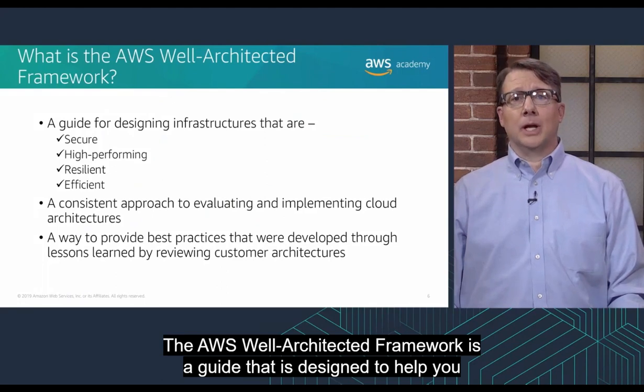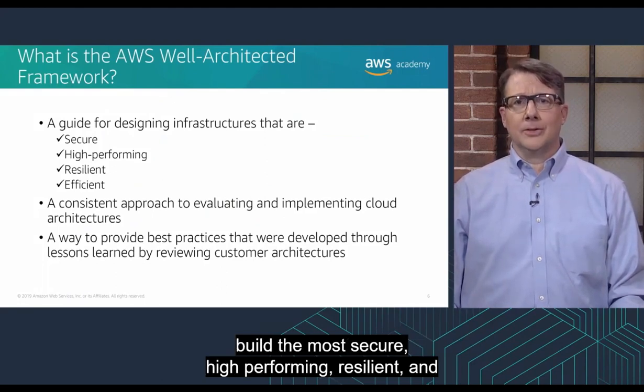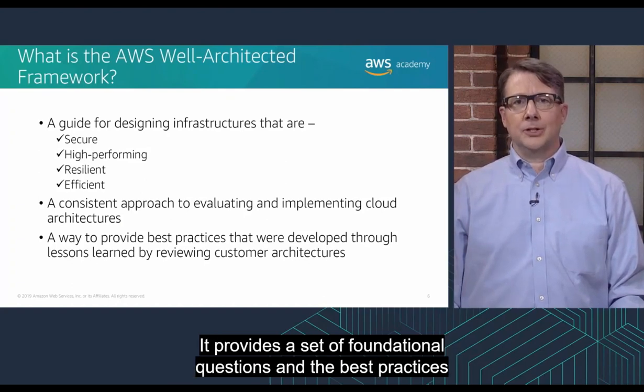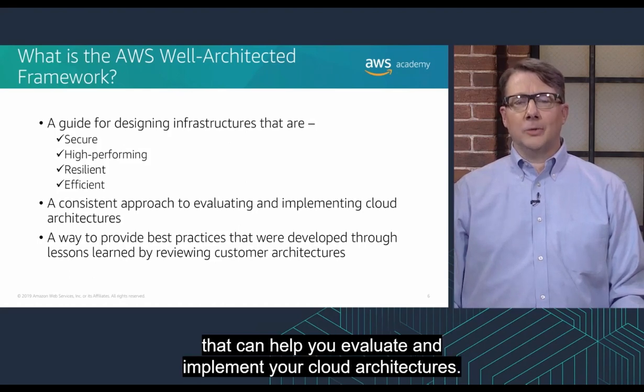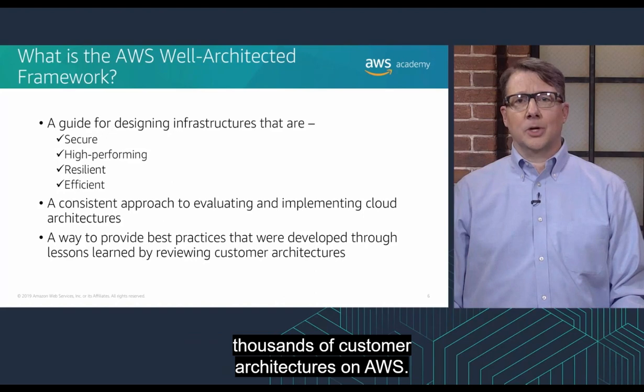The AWS Well-Architected Framework is a guide that is designed to help you build the most secure, high-performing, resilient, and efficient infrastructure possible for your cloud applications and workloads. It provides a set of foundational questions and the best practices that can help you evaluate and implement your cloud architectures. AWS developed the Well-Architected Framework after reviewing thousands of customer architectures on AWS.